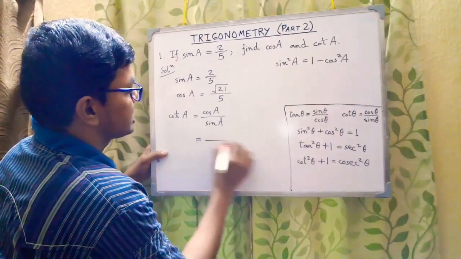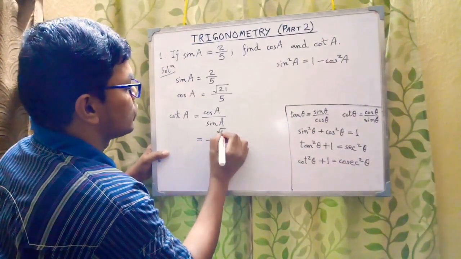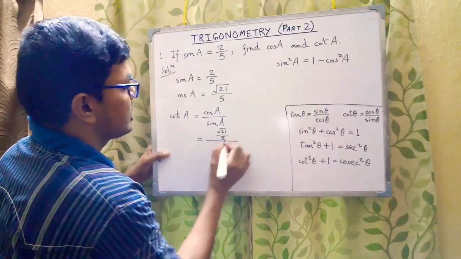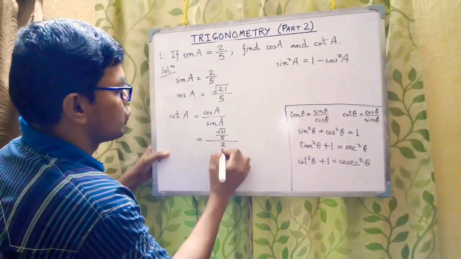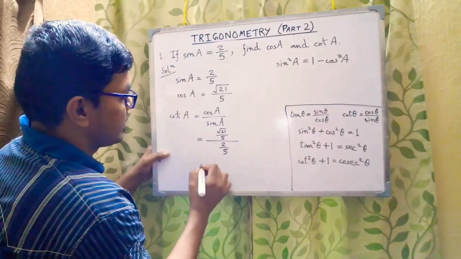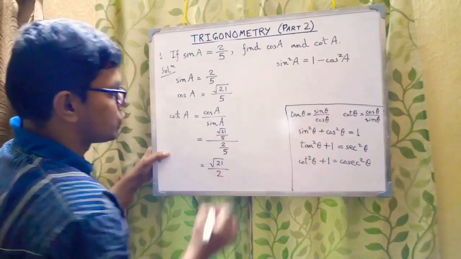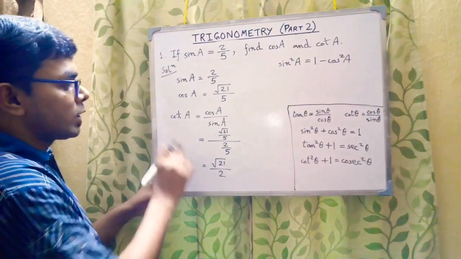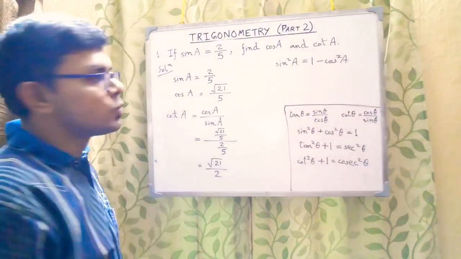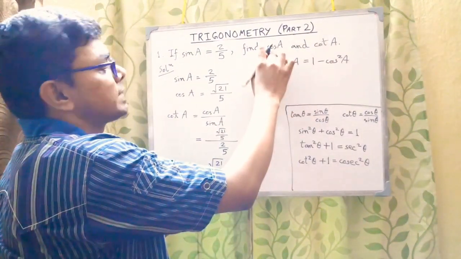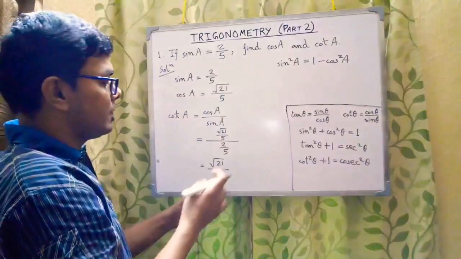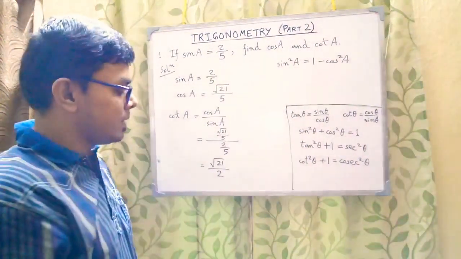So that is, now cos A is root 21 by 5 and sin A is 2 by 5. So if we do the simplification, it comes out to be root 21 by 2. So the value of cot A is root 21 by 2. So we found both cos A, that was root 21 by 5, and cot A is root 21 by 2.